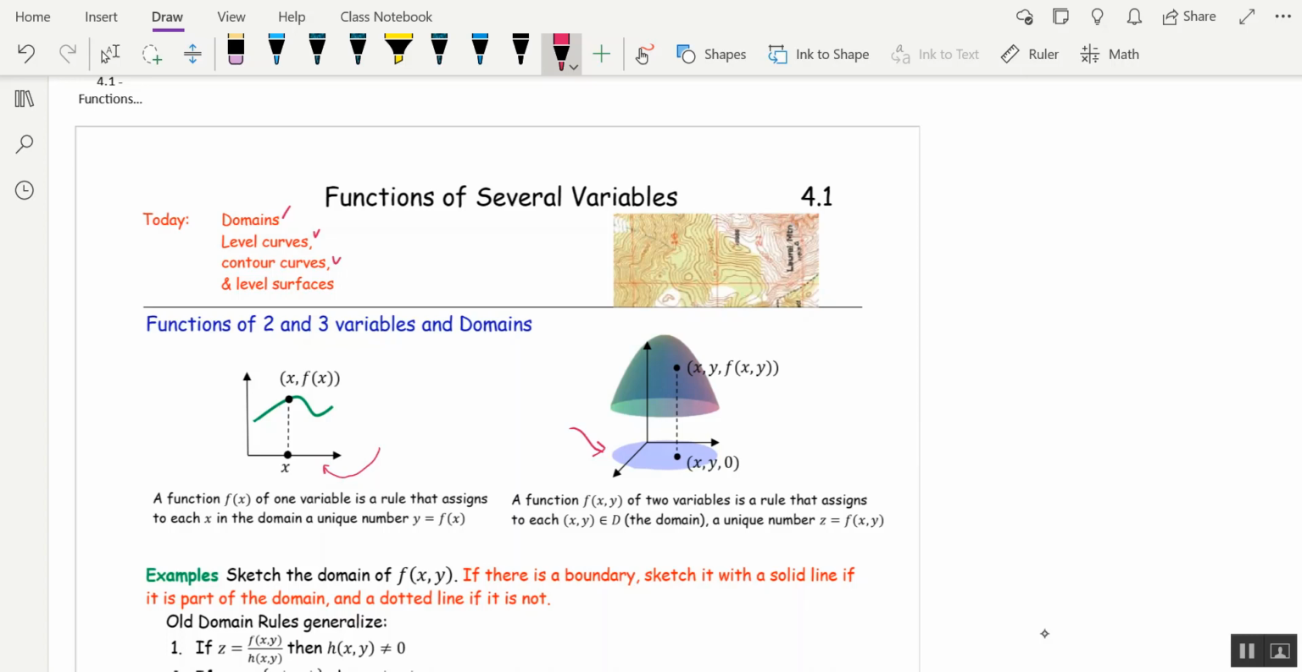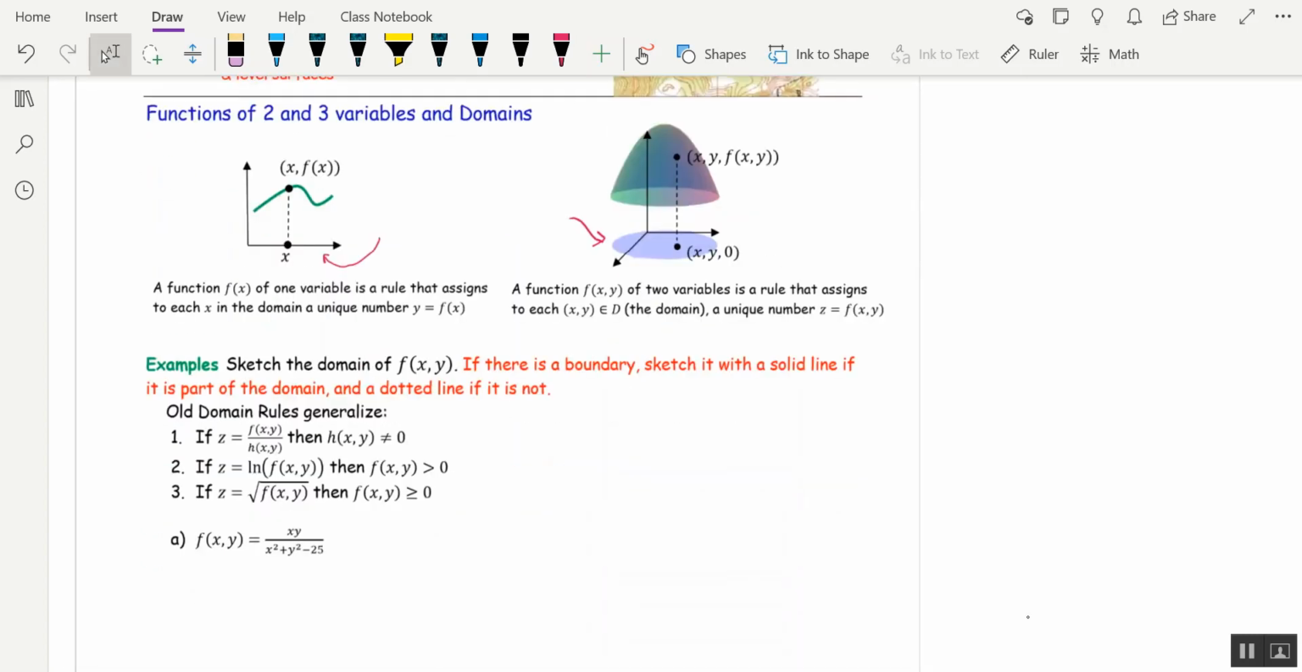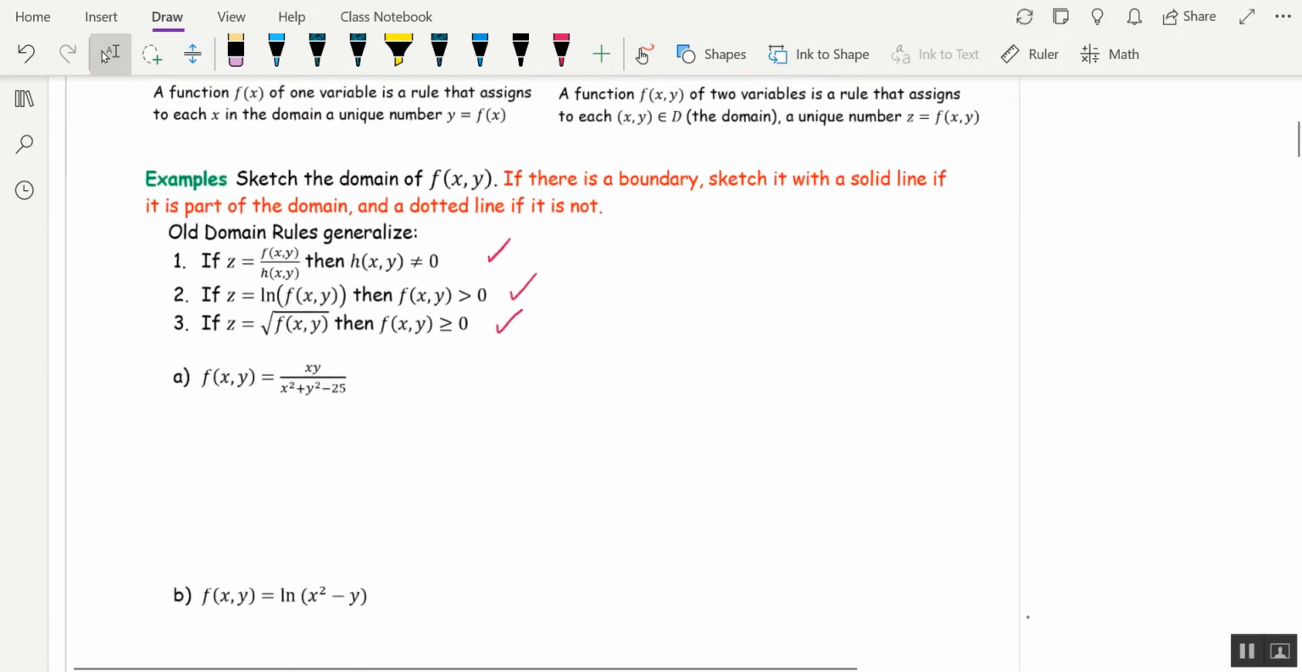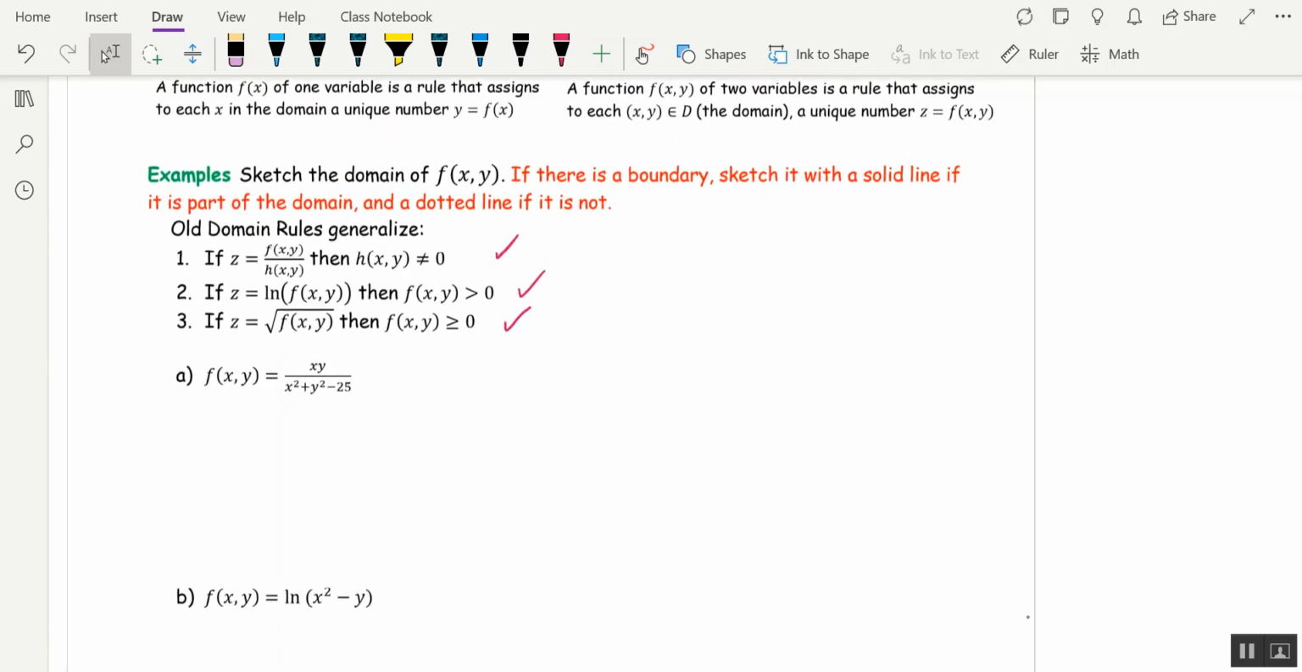So, the rules for finding domains have not changed. We can generalize the rules that we learned back in single variable calc to a function of two variables. The three rules are: you can't divide by 0, you can only take log of a number greater than 0, and you can only take the square root or any even root of a number greater than or equal to 0. So let's just jump right in. We're going to find the domain, and we're going to sketch it, and we're going to use a solid line if the boundary is part of the domain, and a dotted line if it's not.